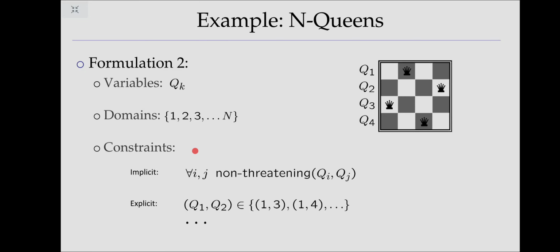But if you focus on the explicit constraint, for example, for Q1 and Q2, you should capture all of the things. For example, 1 and 3 is okay. Yeah, 1 and 3 is not on the same diagonal. 1 and 4 is okay because they are not located in a single diagonal. But capturing all of the situations is very, very hard. Because of that, we prefer to use the implicit implementation.